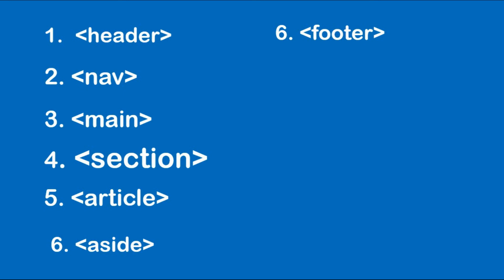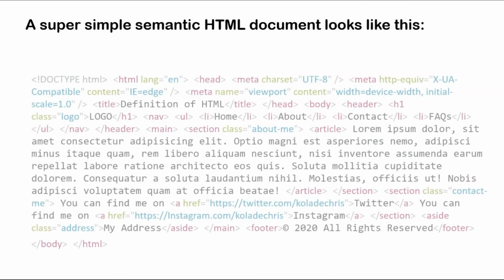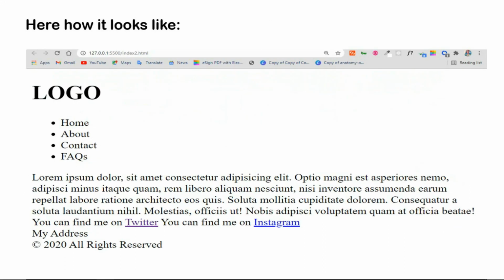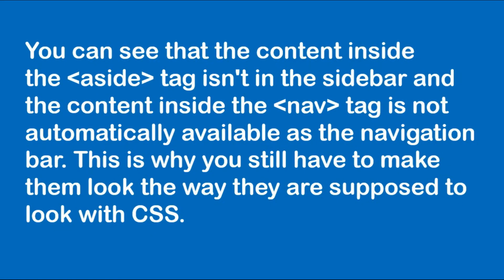A super simple semantic HTML document looks like this. Here is what it looks like in the browser. You can see that the content inside the aside tag isn't in the sidebar, and the content inside the nav tag is not automatically available as the navigation bar. This is why you still have to make them look the way they are supposed to look with the CSS.